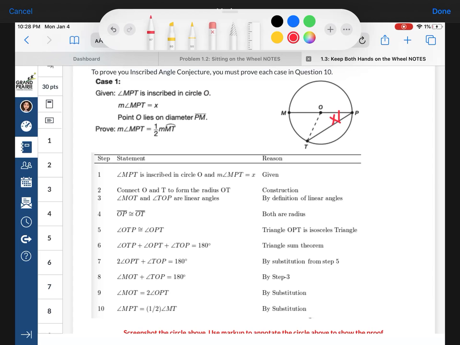And let me write that a little better here. The next statement they make is that we can connect points O and T to form the radius OT, and that's what the dashed line is. And we can do that by construction. We can just literally physically draw it, right? I could even highlight it with a blue line if we needed to.